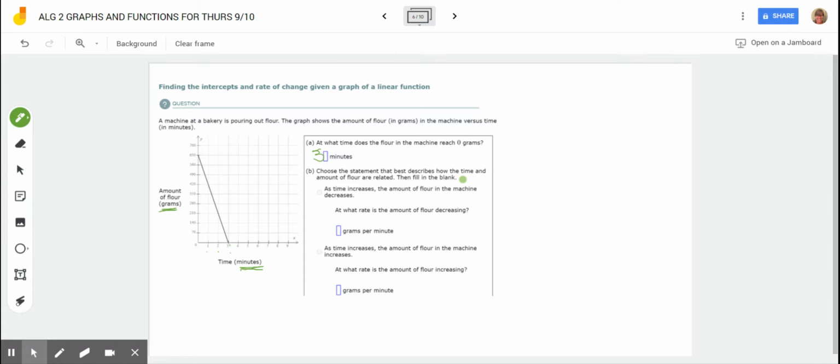Choose the statement that best describes how the time and amount of flour are related. Then fill in the blank. As time increases, so we're going up in time, yes, the amount of flour in the machine decreases. Okay, is that true? Or is it as time increases, the amount of flour in the machine increases? You can see here that it is decreasing over time. So it's going to be this one.